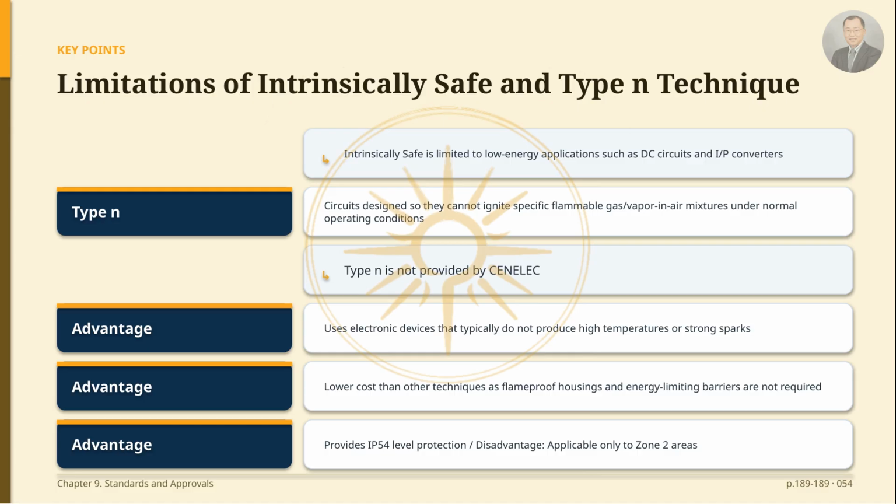Let's look at the advantages of the Type N technique. First, it uses electronic equipment that normally does not develop high temperatures or produce sparks strong enough to ignite the hazardous environment. Second, the cost is lower than other hazardous environment protection techniques because there is no need for flameproof housings or energy-limiting barriers. Third, it provides a degree of protection of IP54. On the other hand, a disadvantage is that this technique is applicable to Zone 2 locations only.